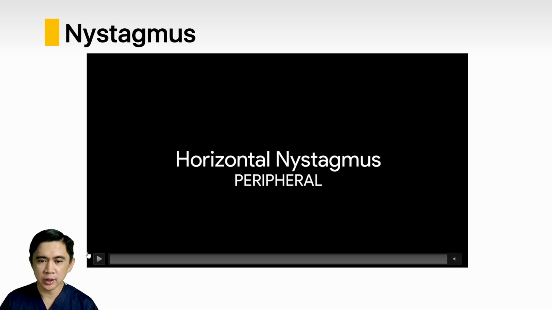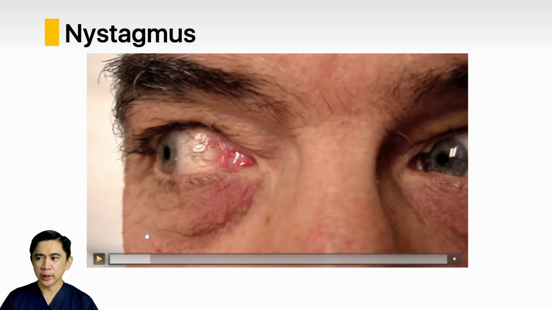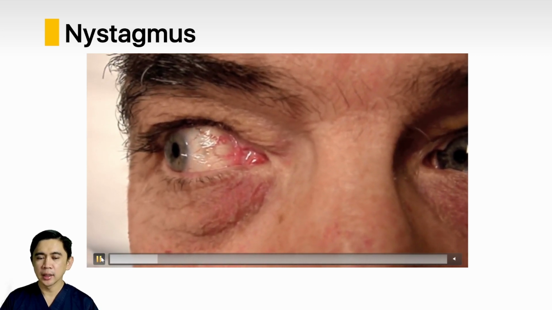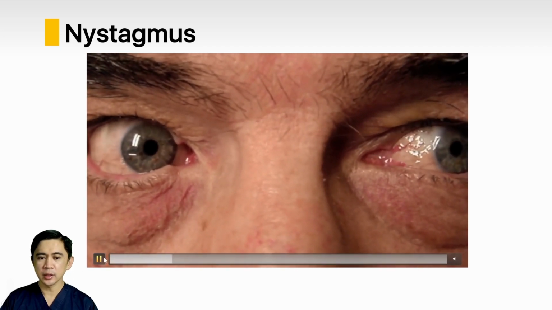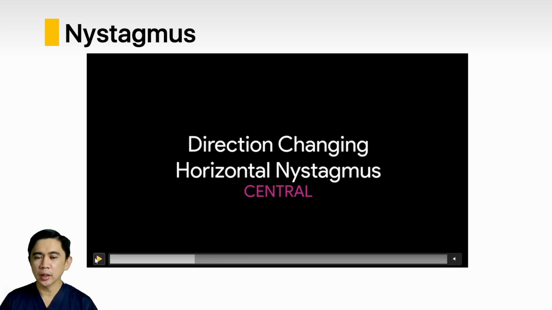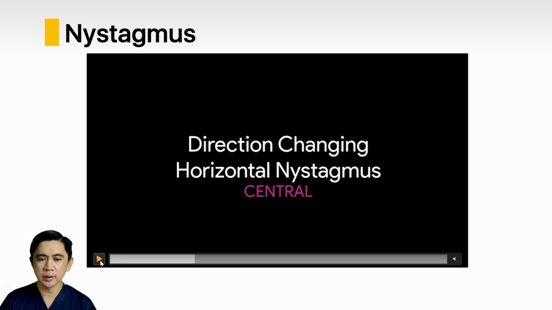So these are examples of horizontal nystagmus, and this is a peripheral lesion. This is vestibular neuritis, which only means it is on the vestibular nerve. So we have a nystagmus on one side, but when the patient looks in the other direction, there is no nystagmus, only on the side wherein the lesion is found. Again, this means that the patient has a problem on the left side of the inner ear, but not on the right side. Now let's talk about a direction changing horizontal nystagmus, which implies a central cause.